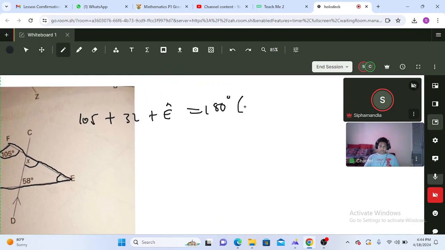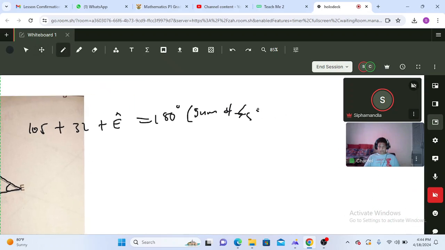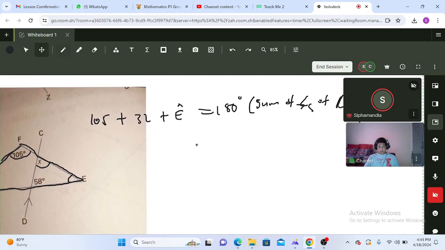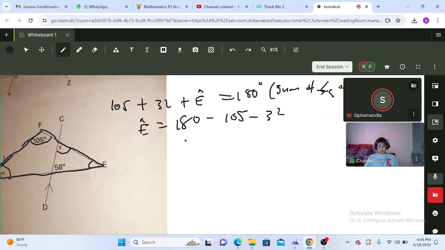And then the sum of angles of a triangle. So now we can solve for angle E. So angle E is equal to 180 minus 105 minus 32 degrees. So what is 180 minus 105 minus 32? Angle E is equal to 43 degrees, right? So this angle over here is 43 degrees.